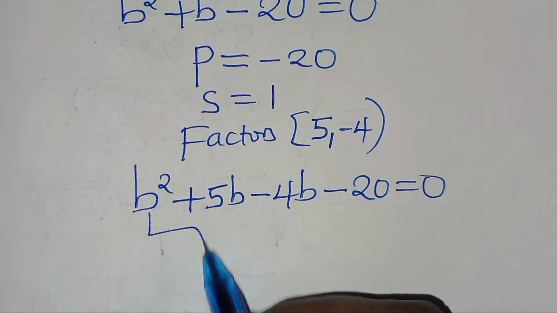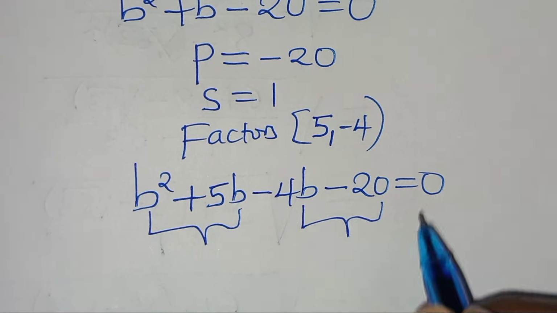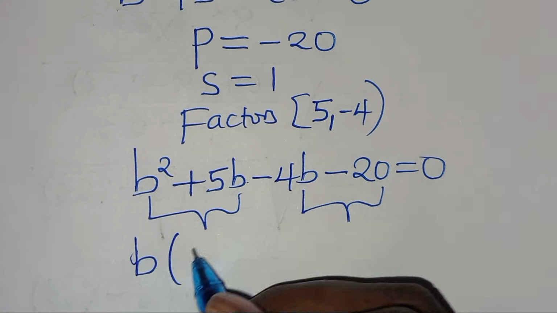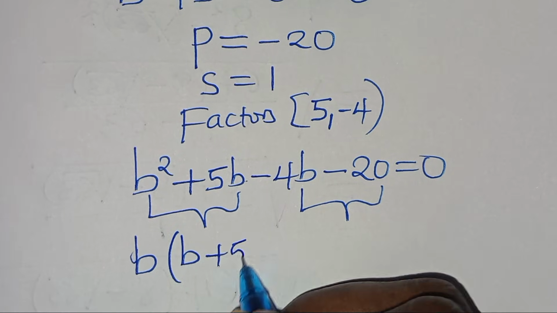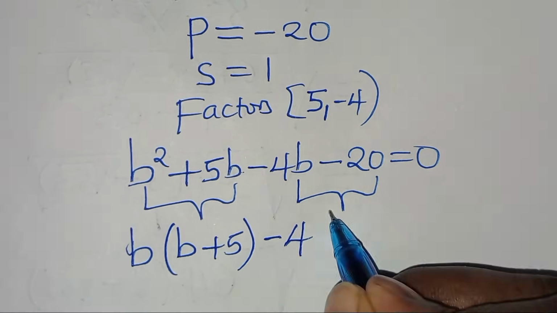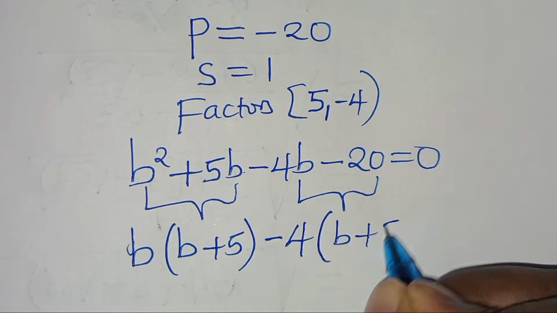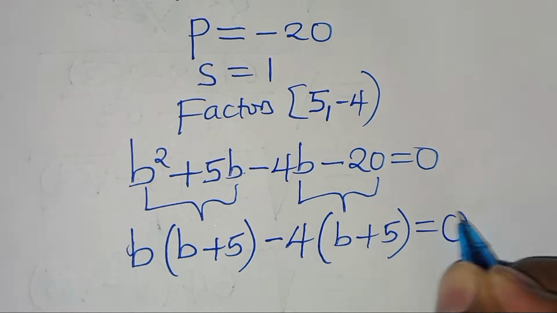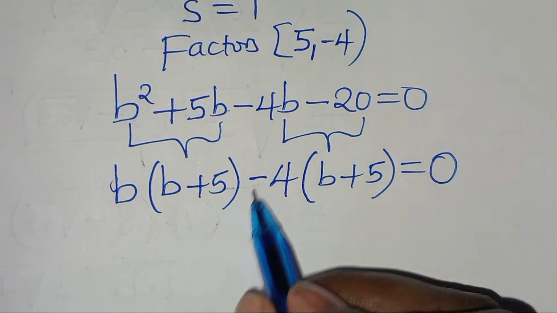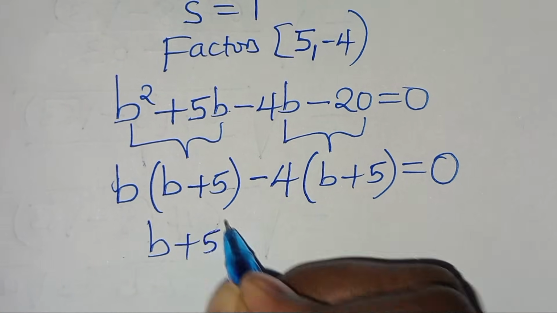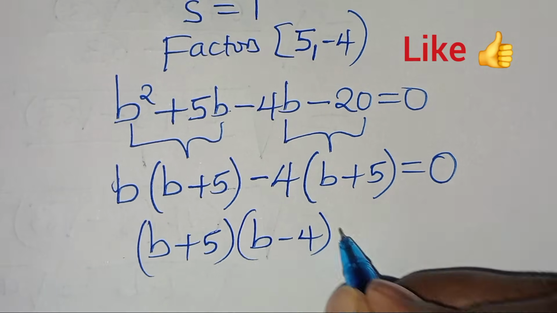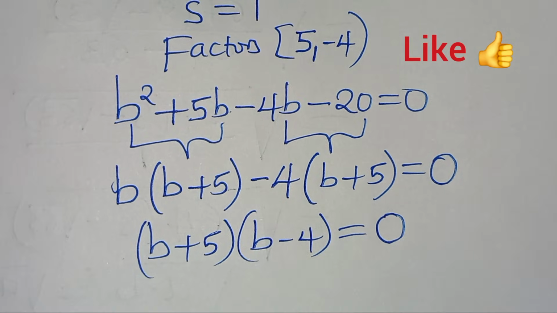So we have two parts here, such that B is common. So we have B into the parentheses, B plus 5. Then subtract, we have 4 common, so we have B plus 5 equal to 0. So this implies that B plus 5 is common, and then we have B minus 4, equal to 0.